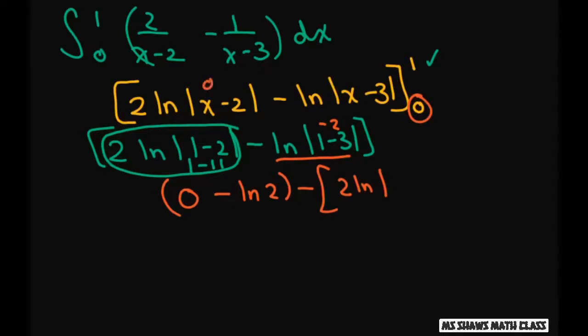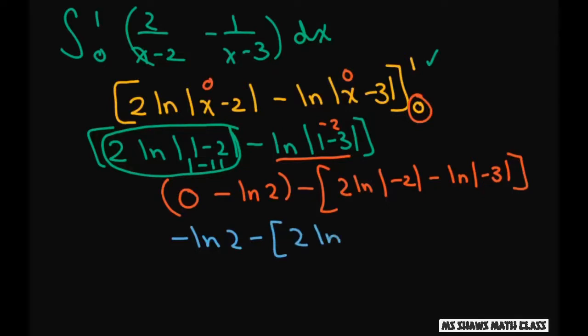Now let's plug in the 0, and we're going to get minus 2 ln of, when you plug the 0 in here, you're going to get negative 2, minus ln, plug in the 0 here, absolute value of negative 3. So what we have is negative ln of 2 minus 2 ln of 2 minus ln of 3.